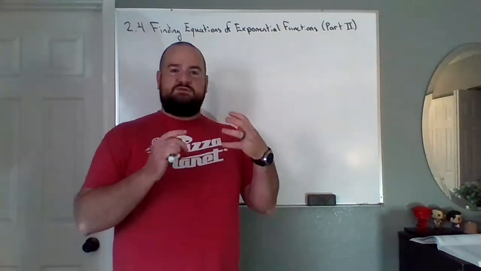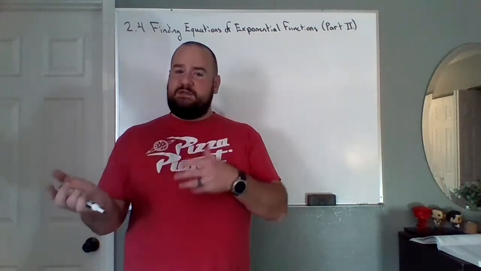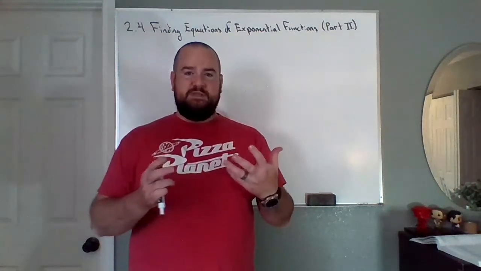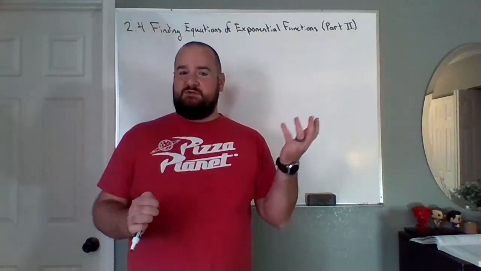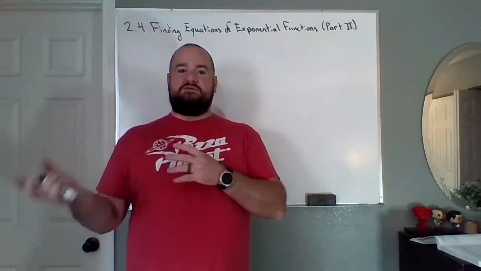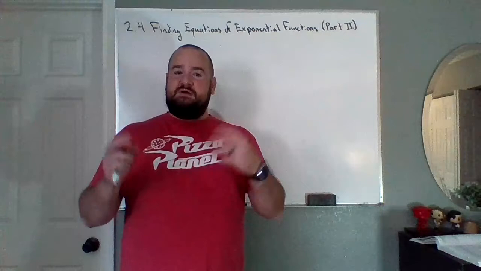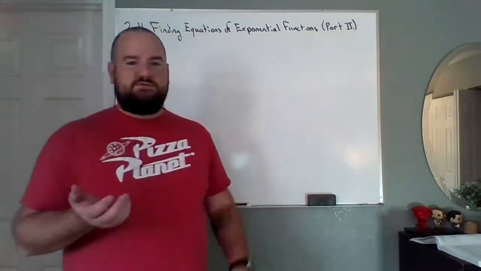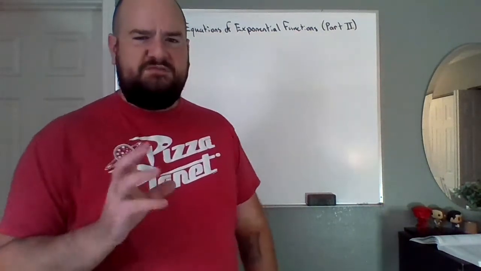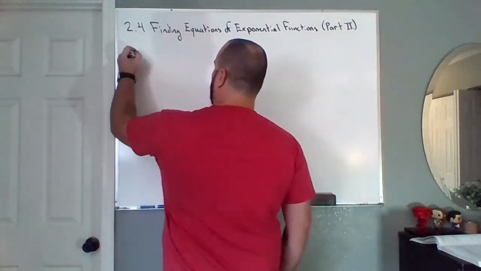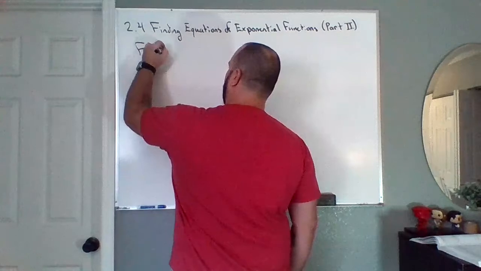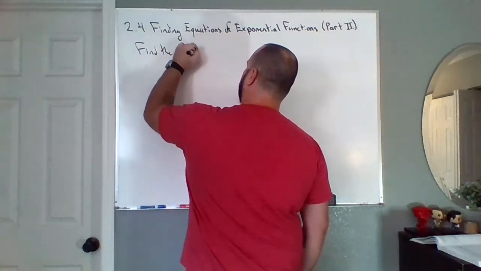If you think back to 2.3, we talked about how exponential functions and linear functions are very similar. And similarly, there are some really easy ways to find exponential functions, just like there are really easy ways to find linear functions, and there are some more challenging ways. We're going to start off with the easy ways and build up. So the easiest way is, what if we're given a table of an exponential function?